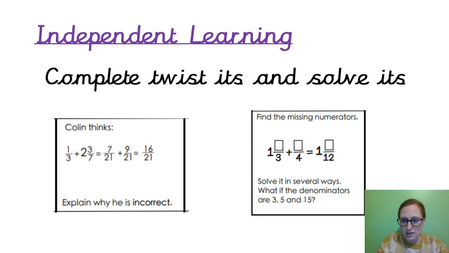Once you've done that, if you want to challenge yourself further, you can imagine that it's 1 and a third plus so many fifths equals 1 and so many 15ths. You can substitute those numbers in and have a go at that too if you want to challenge yourselves.